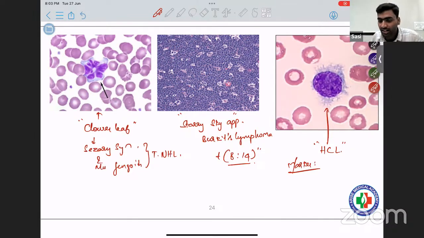Is it annexin A1 or annexin 5? Yeah, most of you are getting it correct. It is what? Don't confuse it with annexin 5. It is annexin A1. Okay, fine. It is annexin A1.